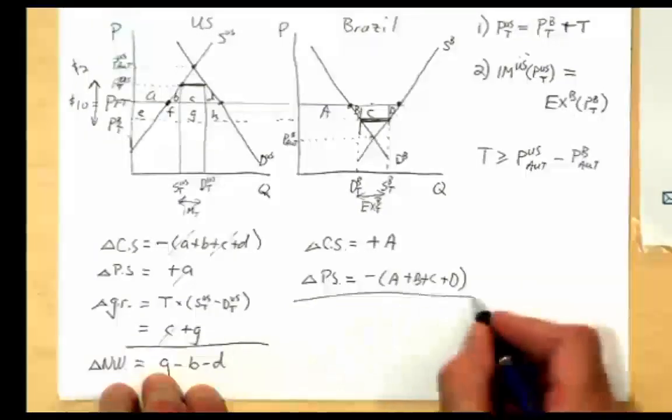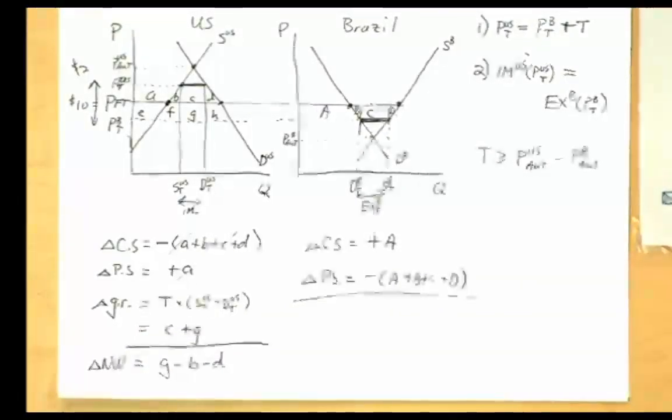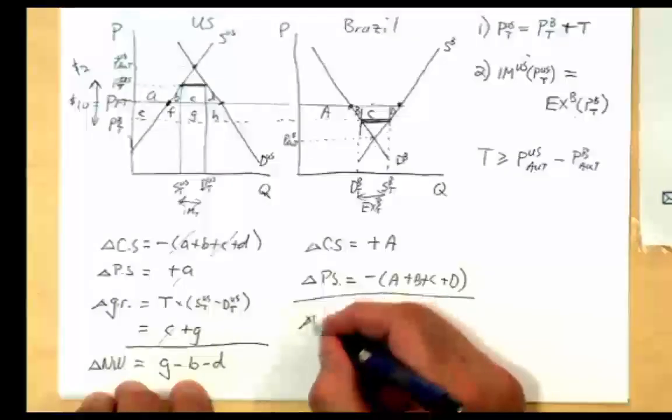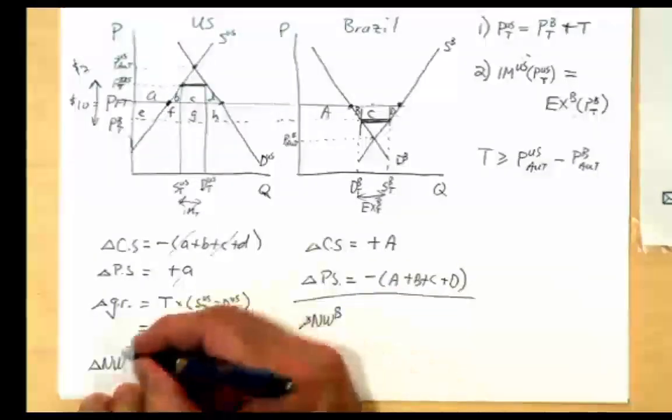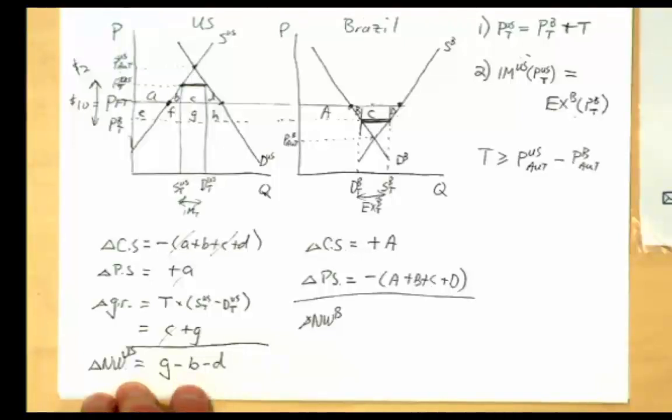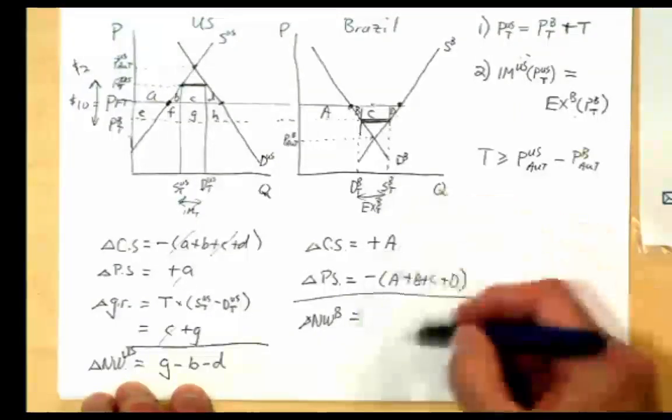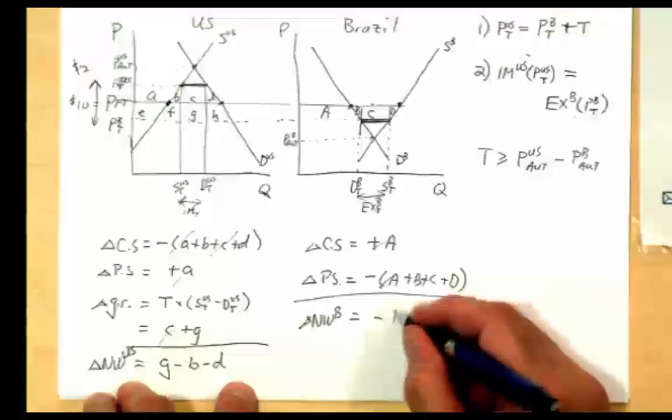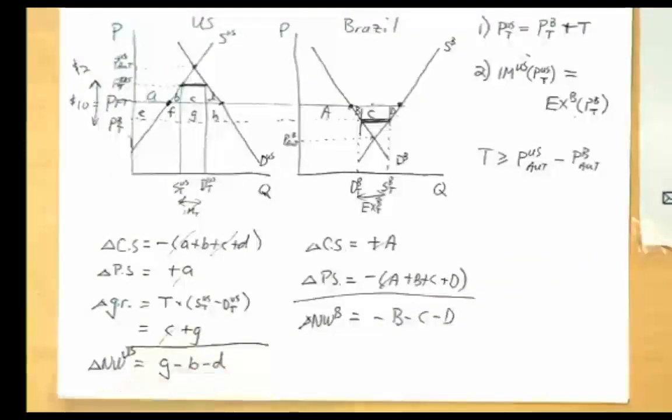Now, there's no government action taking place in Brazil. They're not putting a tariff or a subsidy. They're not doing anything. They're just sitting back and watching it happen. So there's no government effect in Brazil. So that means the change in national welfare in Brazil, this is US welfare over there, change in national welfare in Brazil is going to be equal to the sum of these. The A's cancel out. I'm going to be left with minus B minus C minus D. So on the graph, it looks like the US is actually making itself better off with its tariff, like I've applied here, just visually, graphically there. But Brazil is actually being made worse off as a result of the tariff.